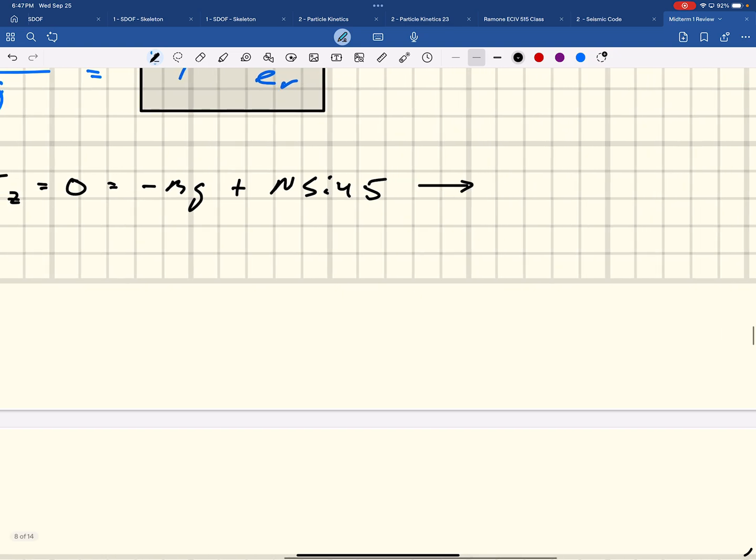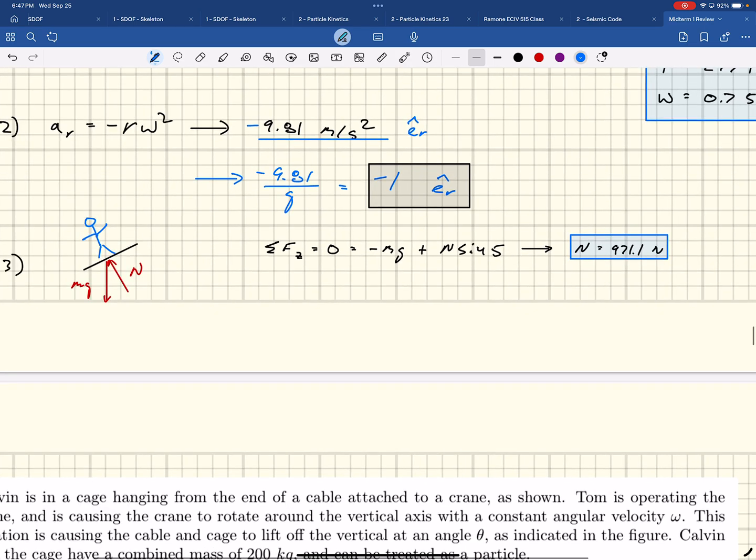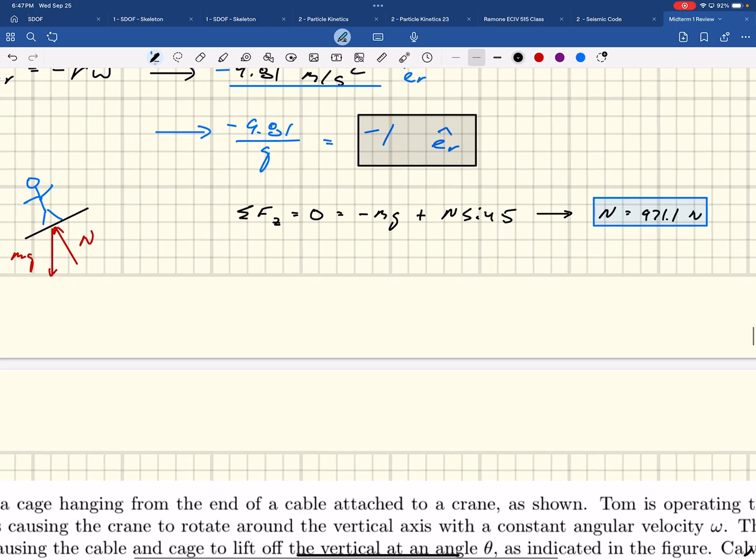According to this, the normal force is equal to 971.1 newtons. Just because there's no acceleration in that direction, it just becomes a statics problem. But if you didn't see that, you could also look in the er direction, and we should get the exact same answer.